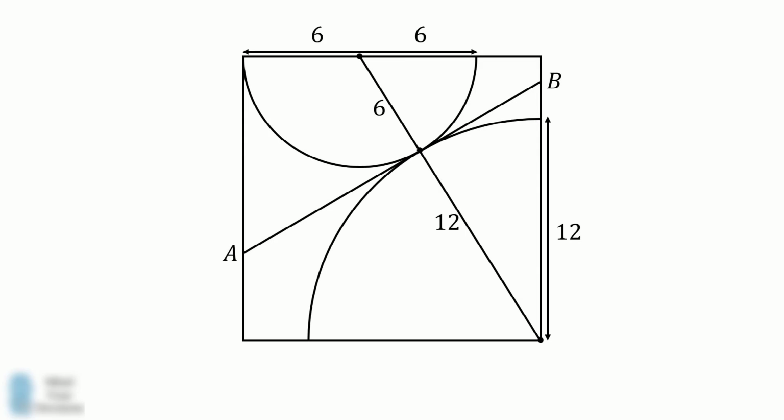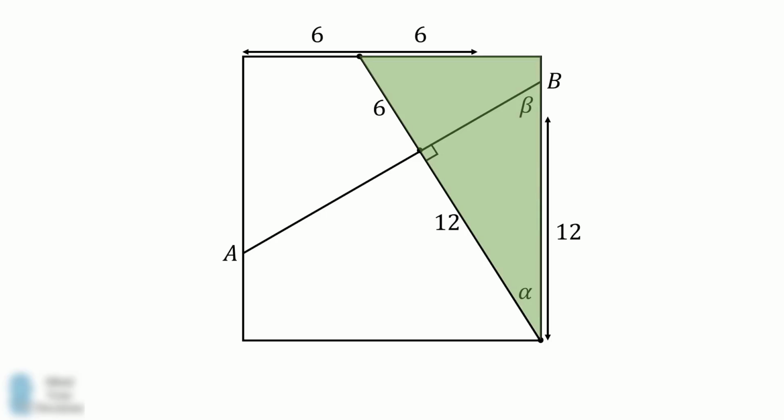To get started, the tangent line AB is perpendicular to the radius of the quarter circle and the radius of the semicircle. We'll then focus on this right triangle. Suppose one angle is equal to alpha and the other angle is equal to beta. Now consider this right triangle. Since one angle is equal to alpha, the other angle will be equal to beta.